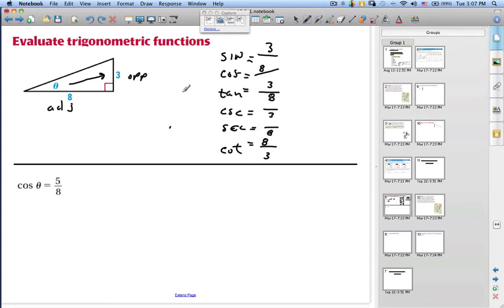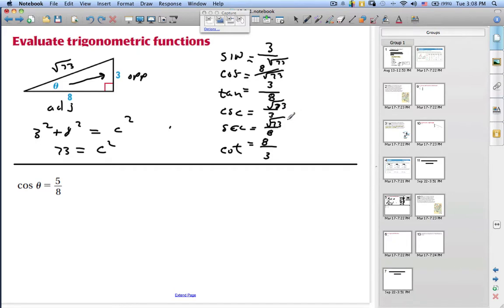So if I go ahead and find the hypotenuse, I'm going to use the Pythagorean theorem. I know that 3 squared plus 8 squared is equal to the hypotenuse squared. So that'd be 9 plus 64 would be 73, would be c squared, which means then that this side is the square root of 73. So this is going to be 3 over root 73. This is going to be 8 over root 73. This is going to be root 73 over 3, and this is going to be root 73 over 8. Sorry, I got this a little cramped up.